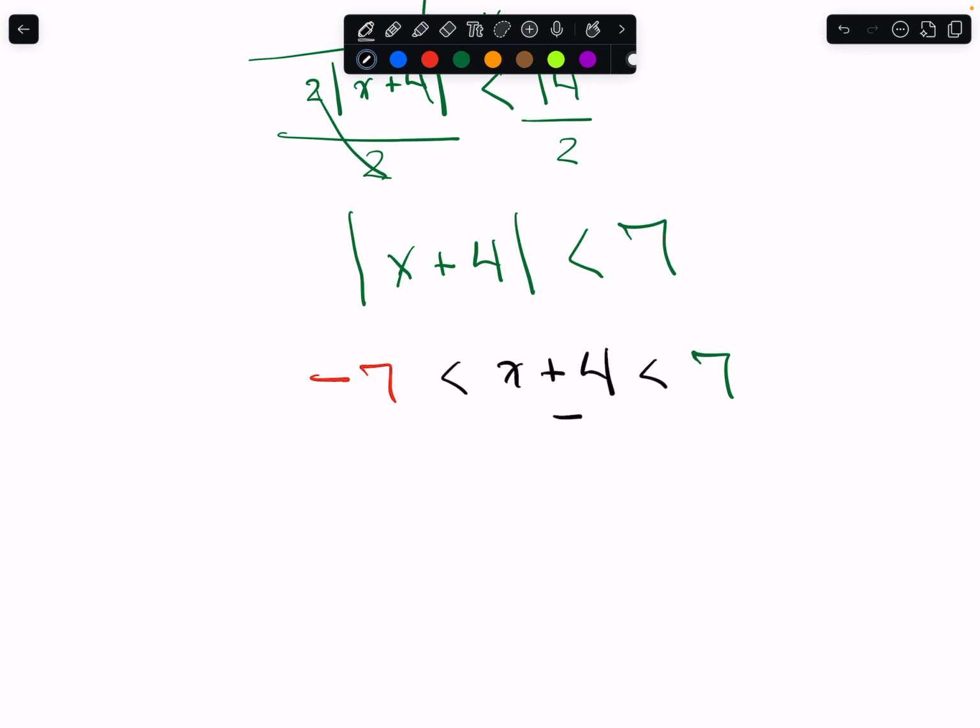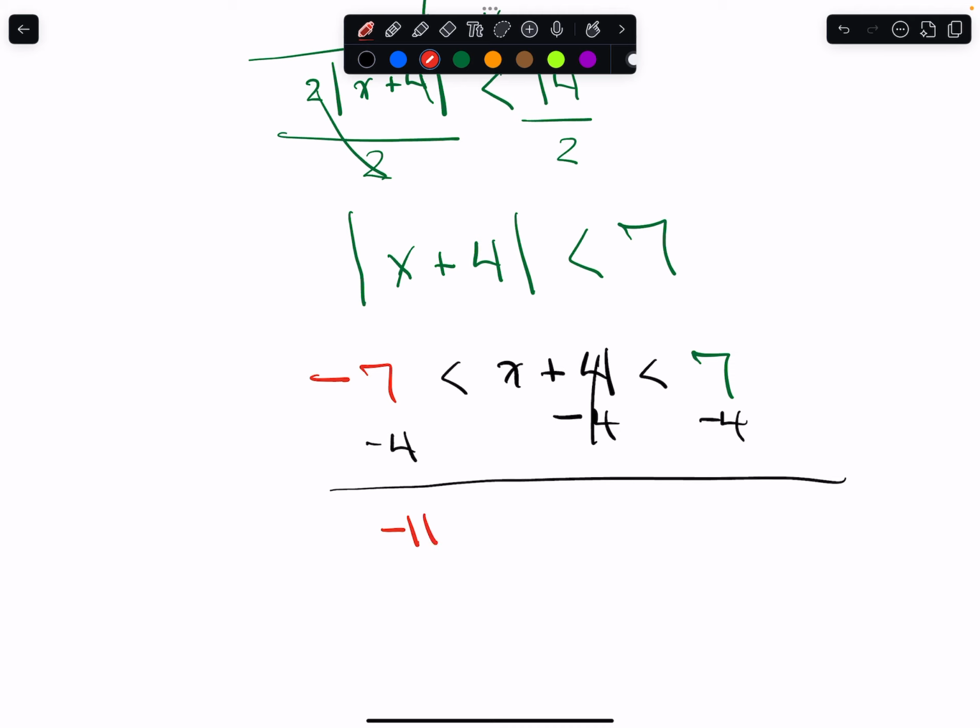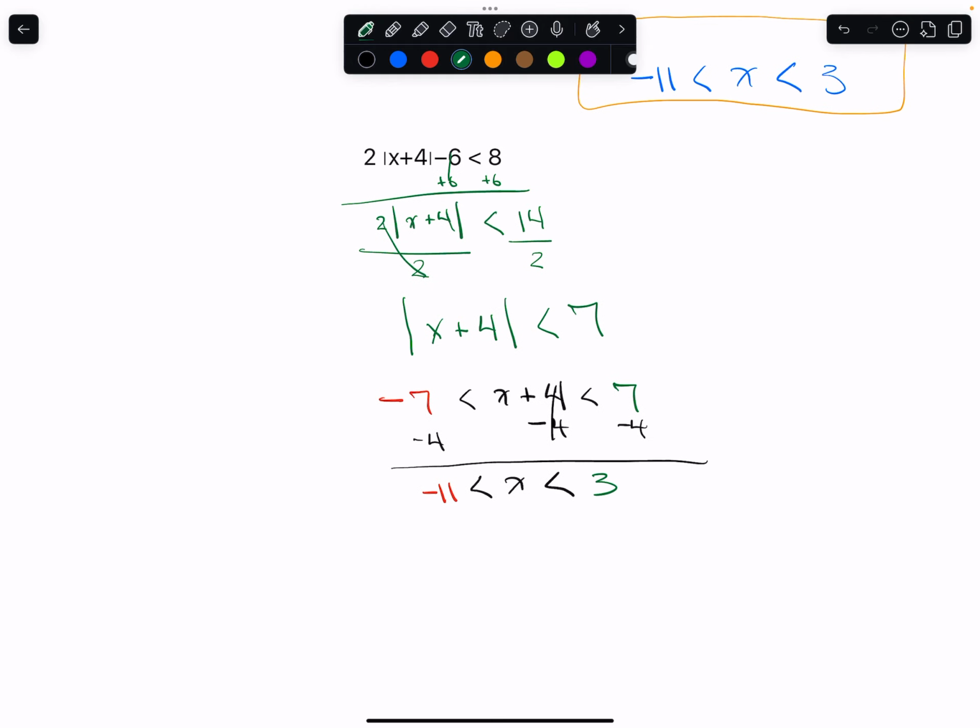Subtract 4 on all sides. One end, you have negative 11. The x stays. And the other end, you have 3. This is how we go from there to here. And this is simply saying that as long as our values fall in between negative 11 and 3, this equation is correct.